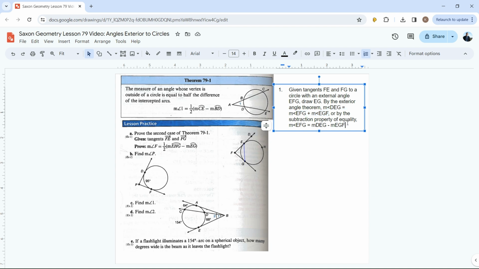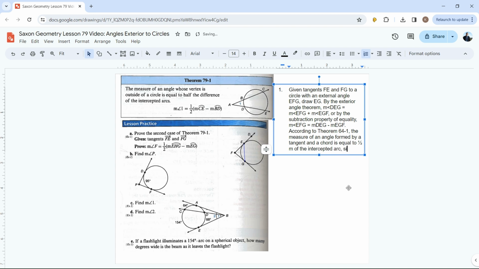Now we're going to have to go back to theorem 64.1 from lesson 64. So we're going to say, according to theorem 64.1, and if you need to go back and look that up, you may. It's one I mentioned at the very beginning of this video. The measure of an angle formed by a tangent and a chord of a circle is equal to 1/2 the measure of the intercepted arc.